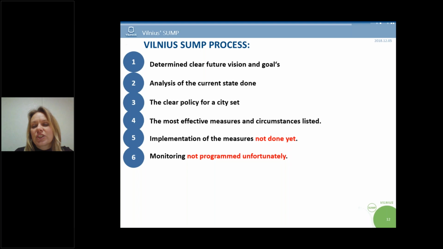And implementation of the measures, I wrote that it's not done yet, but I think I deleted the slide. I also wanted to say, especially to cities who don't have SUMPs, that you can have mobility management even if you don't have a SUMP, because in Vilnius we had quite a good public transport, although use and modal split is not very good, but public transport as such was working quite well. We have a few sharing mobility operators. We have already some other measures implemented without having a SUMP.